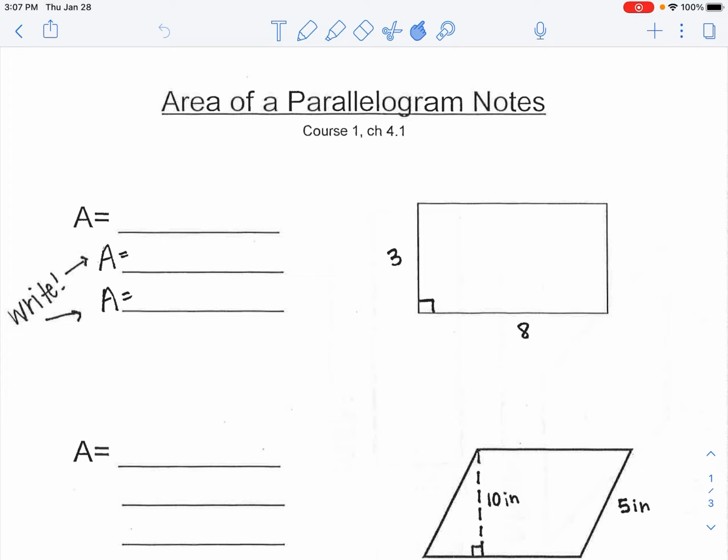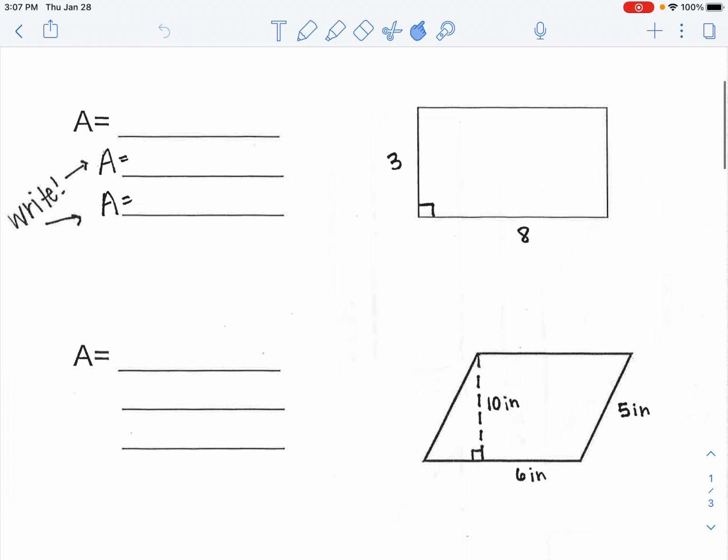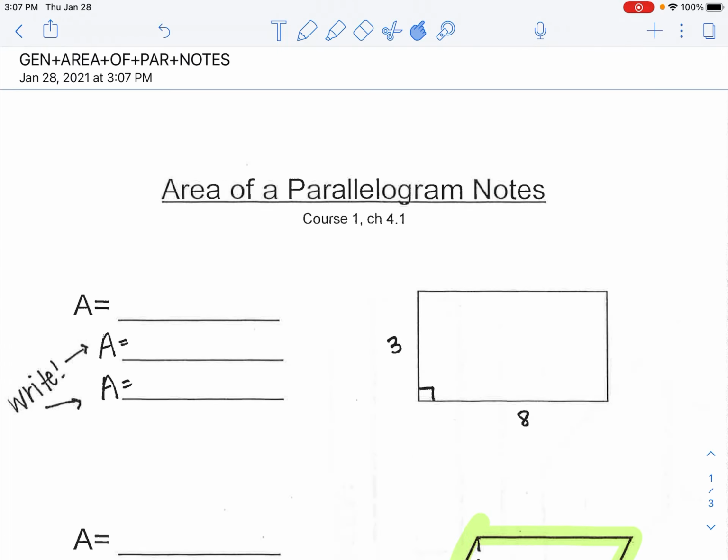So a parallelogram is a four-sided figure that has two parallel sides, and this one right down here is a parallelogram. We're going to start up top with a rectangle, and when we are finding the area of a rectangle, our formula is base times height. So the base is the 8, and the height is the 3.